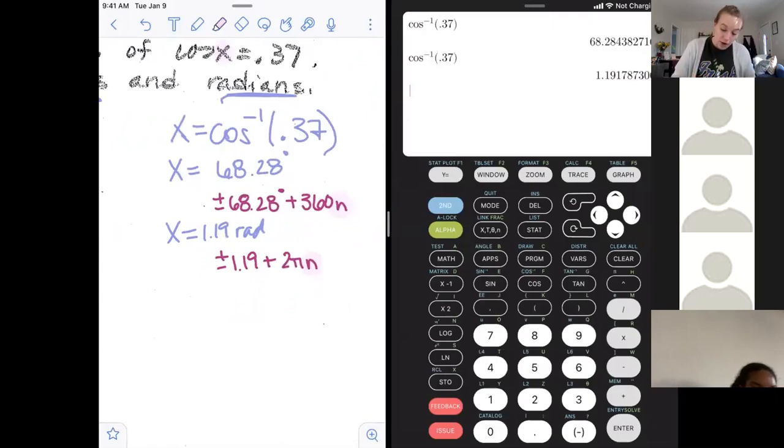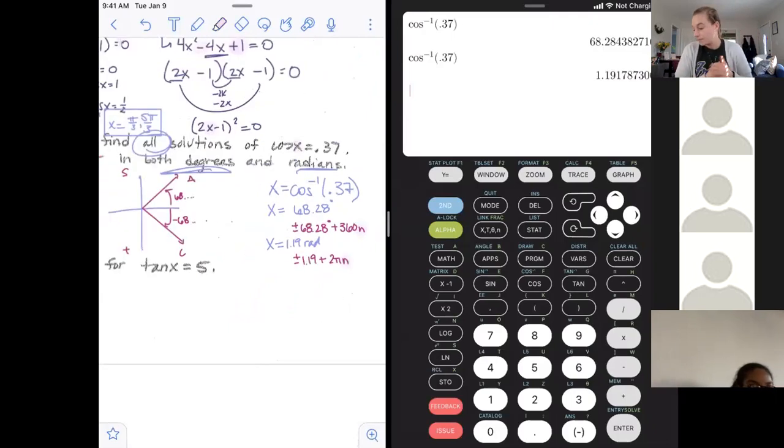And those pink answers are my answers. N is just any whole number of circles around the unit circle. It's not hard, but you kind of have to remember that specific skill, because we can't just go one time around. We have to go around and around as many times as we want.